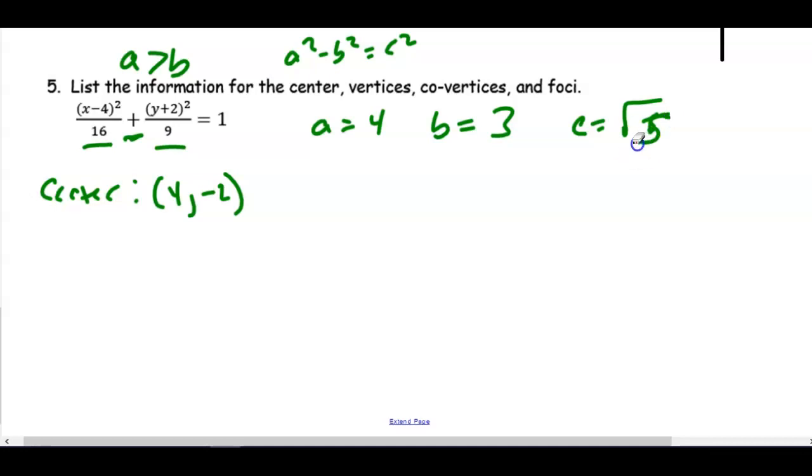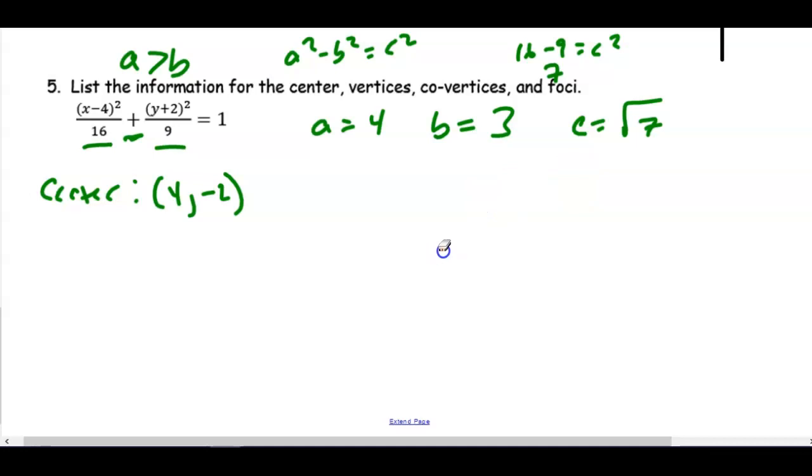16 minus 9 equals C squared. There you go. That's where I got it from. Right? 7. Oops, 7. Goodness gracious. Yo, this late, y'all, my math skills are... I'm sleepy. Anyway, square root of 7.